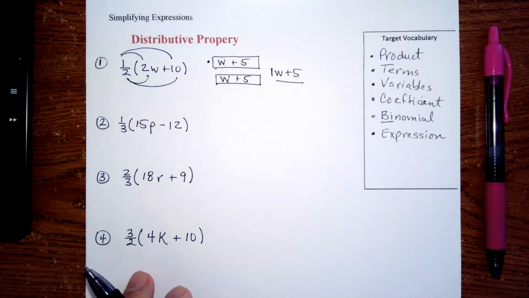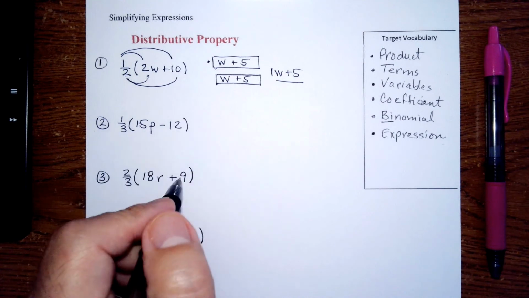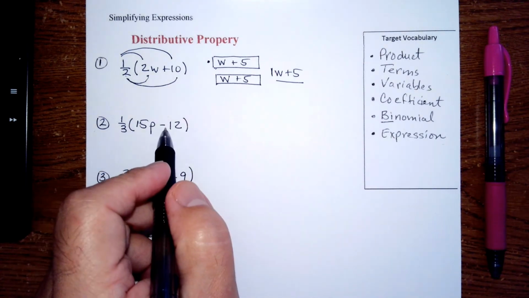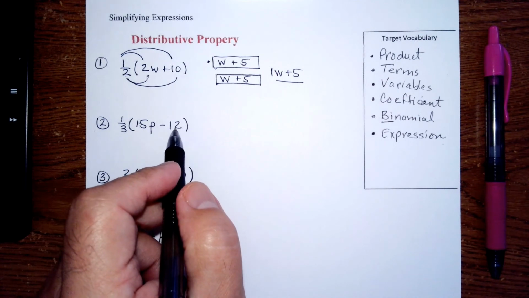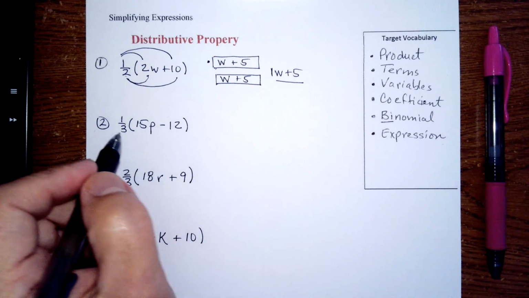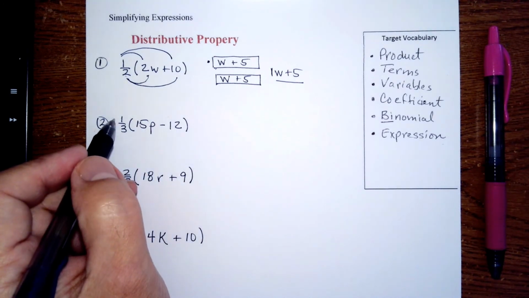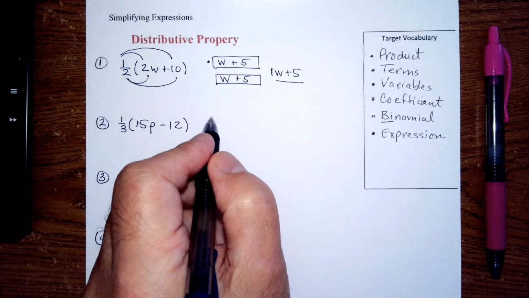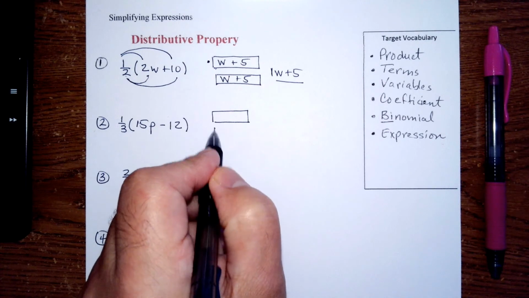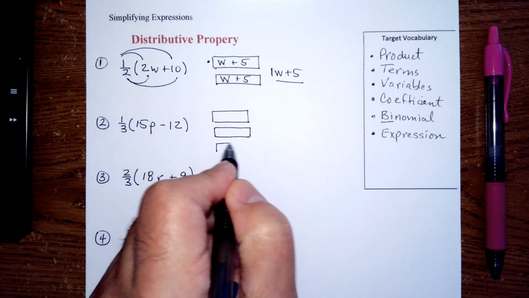Let's look at number 2. Everything that's inside the parentheses, what do you see? 15 times P, or 15P, minus 12. And what's going to happen to it? I'm going to take everything that's inside and divide it into 3 equal pieces. Then I take 1. So let me draw my 3 bars, or my 3 pieces, my 3 sections. And they're identical, they're equal, they're equivalent.